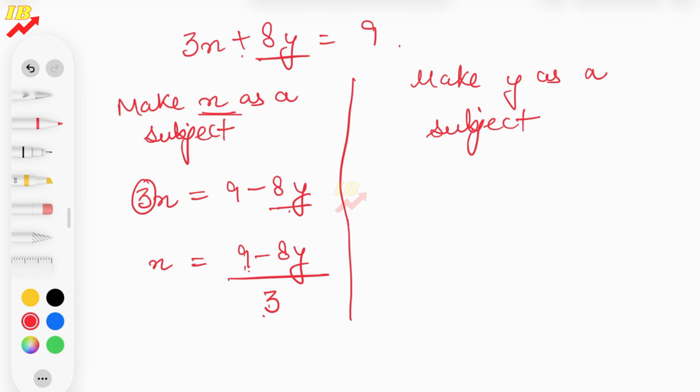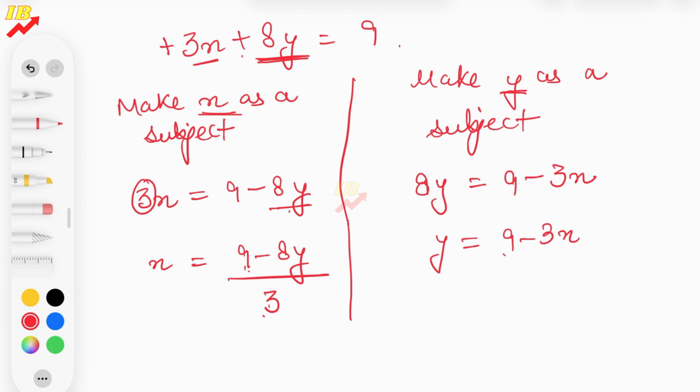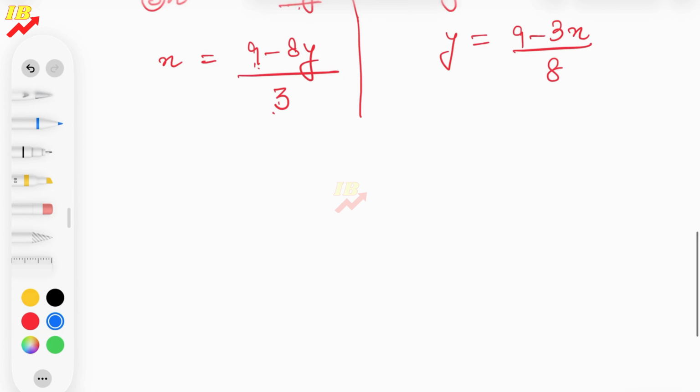Similar thing if you are taking y as a subject, so leave this y term here and take this x term on the right side. That will give you 8y is equals to 9 minus 3x, because it is also plus here, so that's why it is getting negative on that side, right? Now y will come out to be 9 minus 3x over 8. That's your answer. I hope this is clear, right? Let's take one more question.